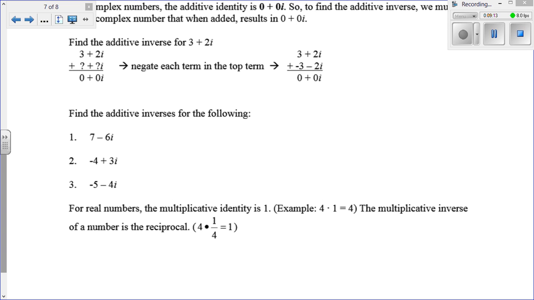So find the additive inverse for the following. Just negate both terms. So we have negative 7 plus 6i. For number 2, negate both. I have 4 minus 3i. And for number 3, again, negate both. 5 plus 4i.